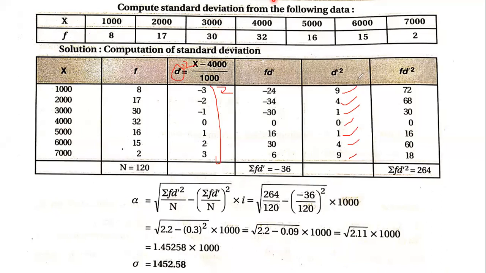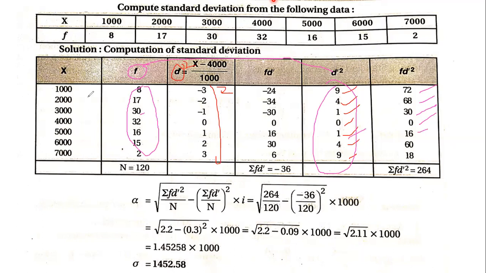After finding D dash square, now again multiply frequency into D dash square. So you're going to multiply this column and this column. That is 8 into 9, 72. 17 into 4, 68. 30 into 1, 30. 32 into 0, 0. 16 into 1 is 16. So we're going to multiply frequency and D dash square.